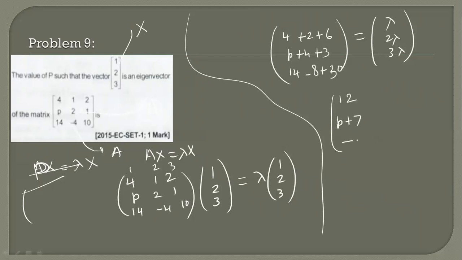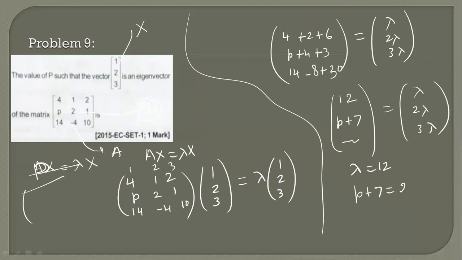And I am not interested in this entry because we can find two unknowns from the first two equations only. If you compare, lambda equal to 12, and if you compare the second equation, P plus 7 equal to 2 lambda, it is equal to 24, then P is going to be 24 minus 7 equal to 17. So the value of P is 17.